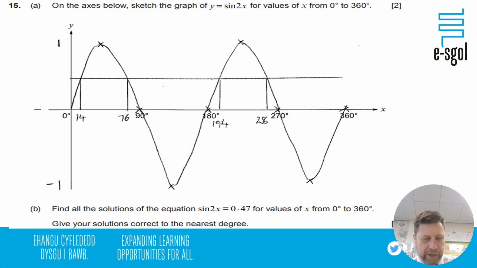Now, why have I drawn this extra line on? The reason why I've drawn this extra line is they want me to find out sine 2x at 0.47. So by here, that is 0.47. That line is at 0.47.